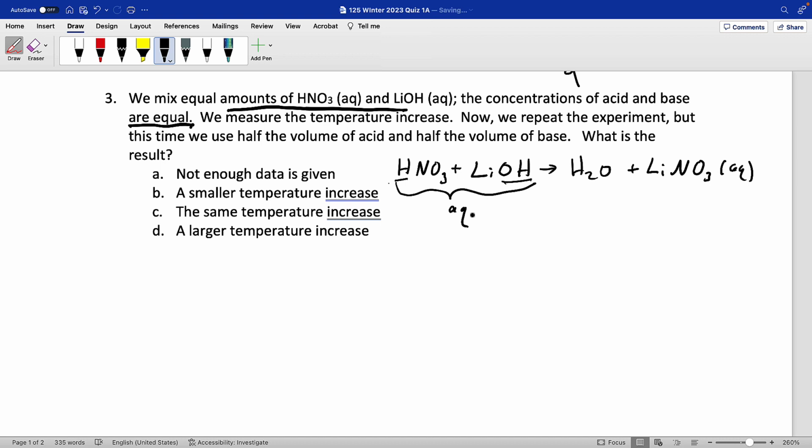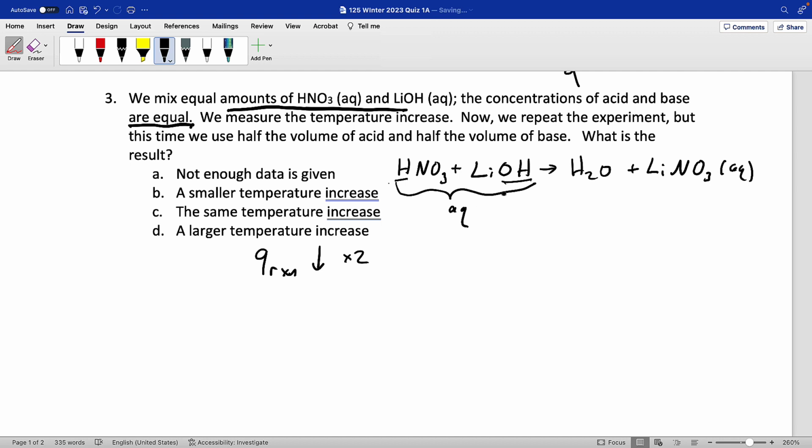Okay, so what happens if I cut the volume of acid in half and cut the volume of base in half? We're still going to have a 1-to-1 ratio of moles to moles, but we're going to have fewer, right? So Q reaction is going to go down by a factor of 2. And you might think, oh, that means a smaller temperature increase.